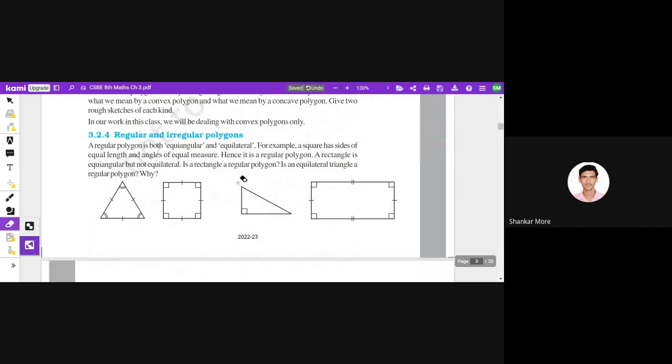Now, regular and irregular polygons. I don't know whether I'm going too fast or not, but I'm considering that these are pretty easy topics, and that's why I'm running it a little fast.